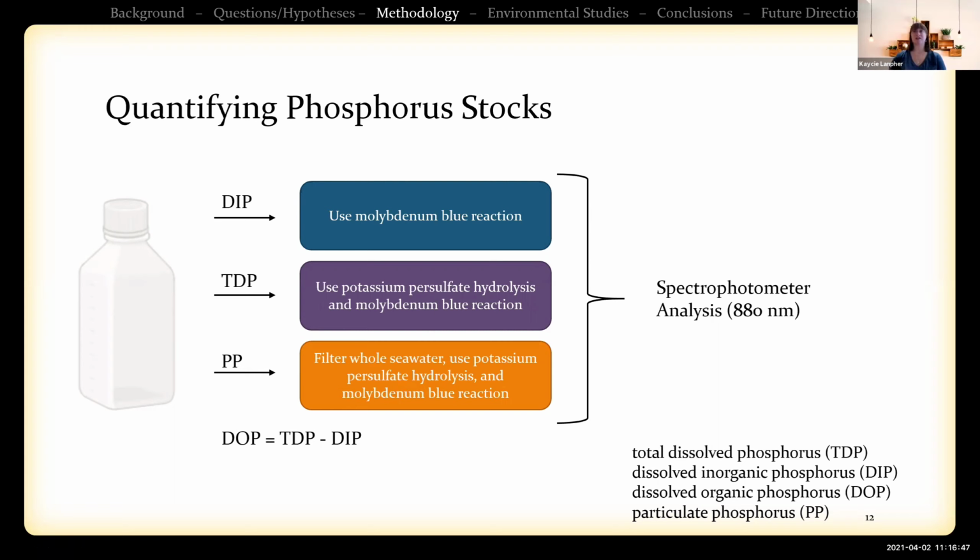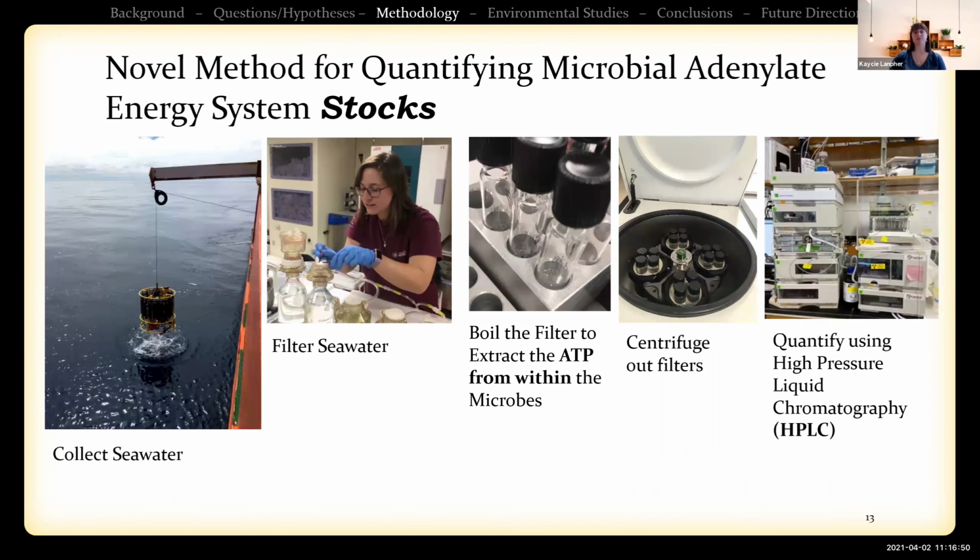And then, to quantify the stocks of the adenylate system within the microbes, we use this fun, novel technique that we developed in our lab, Kim Poppendorf and I. We collect the seawater. This was done from a ship, but we can also collect it locally from docks. We filter it, and then boil those filters to extract the adenylates, ATP, ADP, AMP, from within the cells. Then we centrifuge out the filter particles. So this is now turning the particles into dissolved ATP, ADP, AMP, and then we can analyze that using a method on the HPLC, or high pressure liquid chromatography.